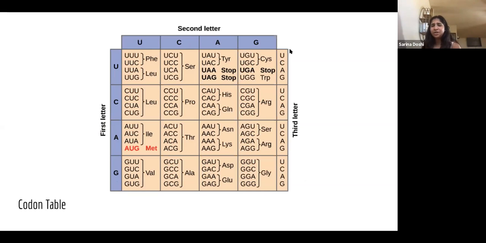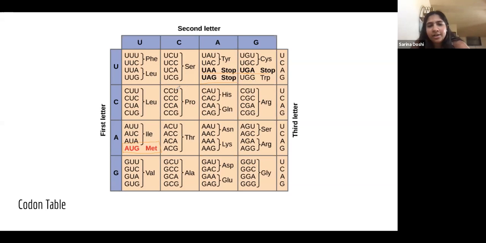So I don't like this table. I much prefer those circular charts. If you look it up, chances are a circular chart will be the first that comes up. But what's useful about this is I can quickly tell you, UAA and UAG are stop codons, and UGA is a stop codon. AUG is the most common start codon. In prokaryotes, it's always different, but that's kind of irrelevant.